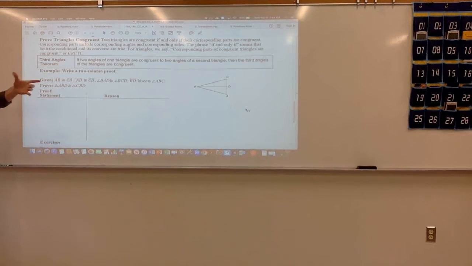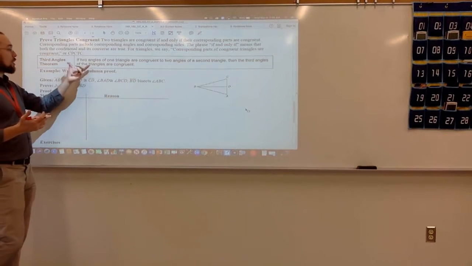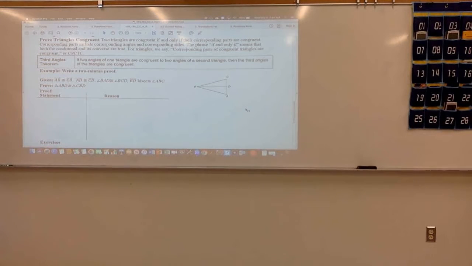So there are a couple of new things that we're going to use here, but most of these ideas we've already talked about. Things like the definition of an angle bisector, or the reflexive property, those types of definitions and theorems and properties and postulates that we've already used. But one of the new ones that we're going to use today is called the third angles theorem.